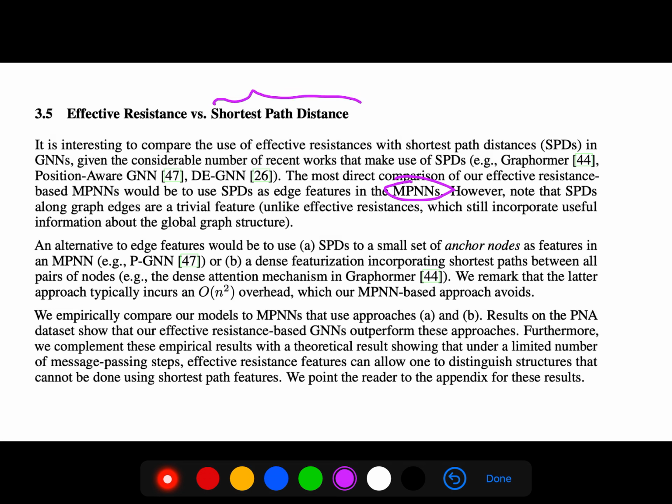So an alternative to edge features would be to use SPDs to a small set of anchor nodes as features in a message passing neural network. Another is a dense featurization incorporating shortest paths between all pairs of nodes. We empirically compare our models to message passing neural networks that use approaches A and B.